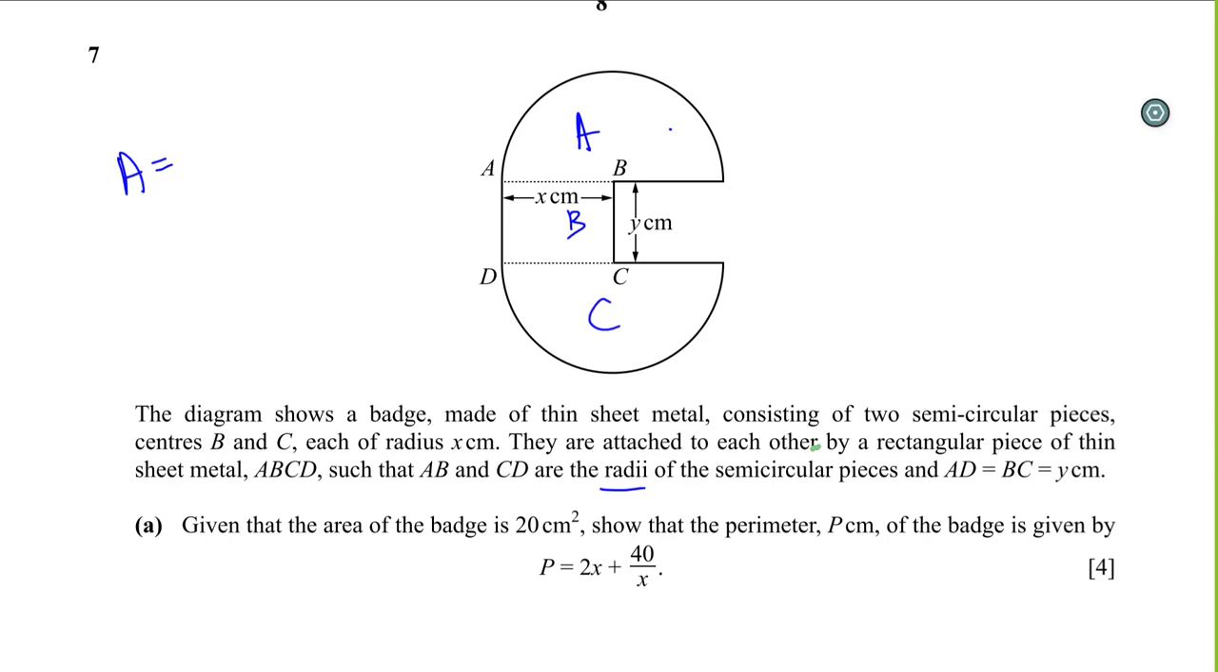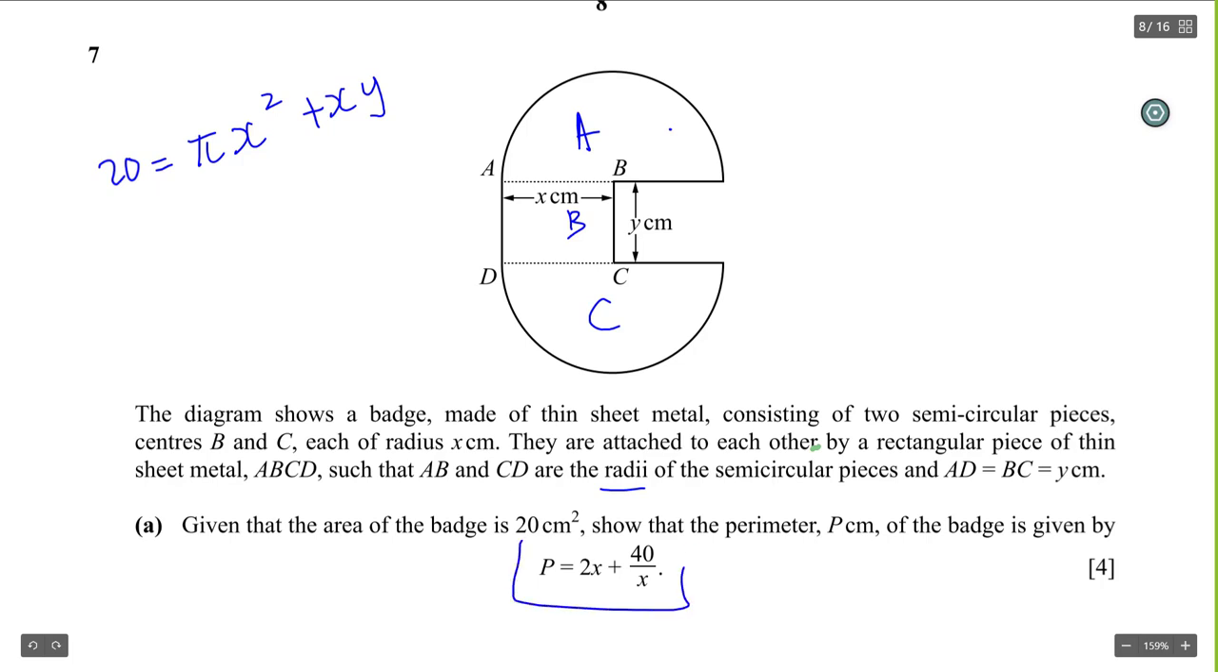So basically, in order to get the area, I will just use the circle plus a rectangle, isn't it? So the radius is x, isn't it? So circle area is pi r squared, plus a rectangle xy. Okay, so just like this. So we have the area is 20. So I'll sub in the 20 into here.